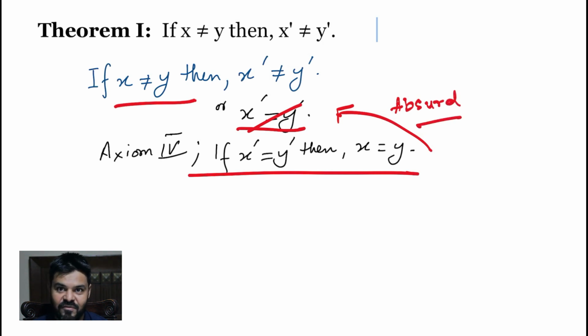So what are we left with? We are left with this statement, and hence we have proved that this statement has to be true because the counter case is absurd in the light of axiom 4. In our next video, we will use induction to prove another important case.